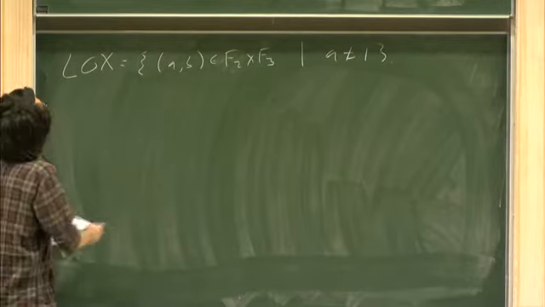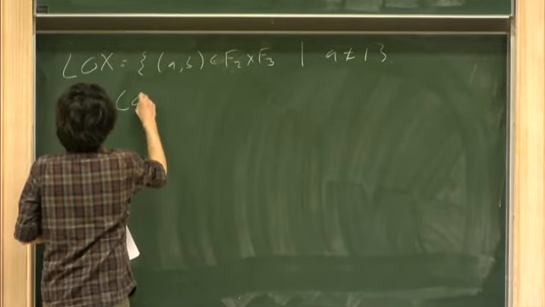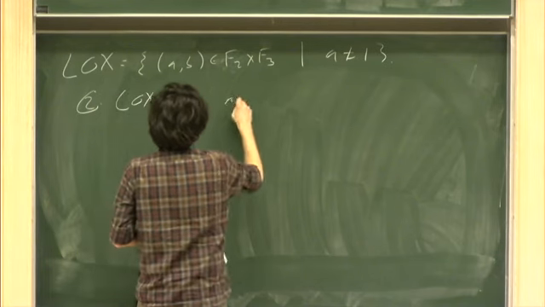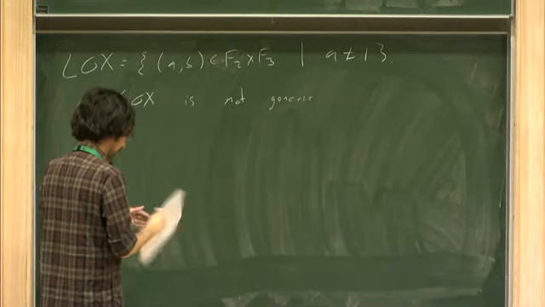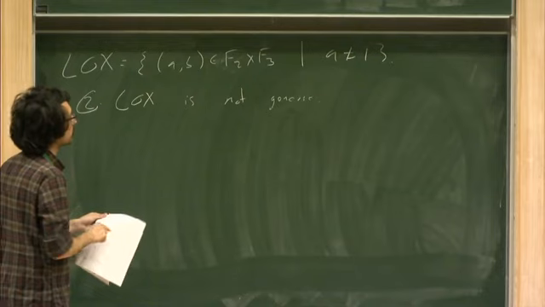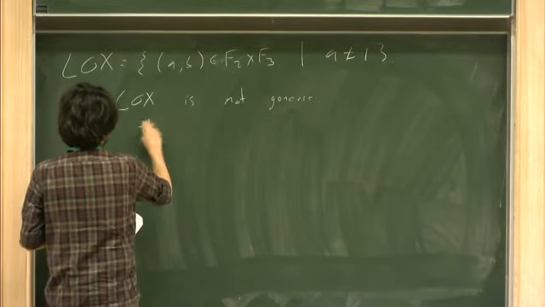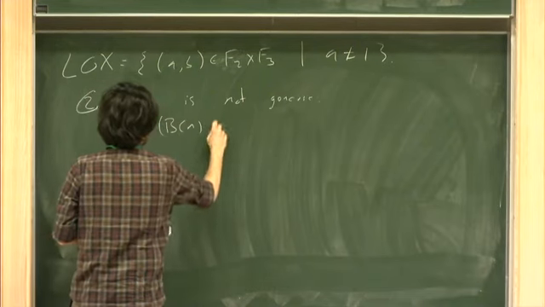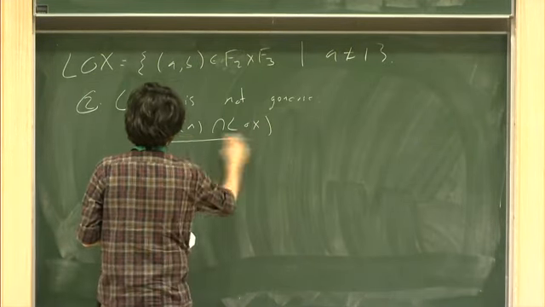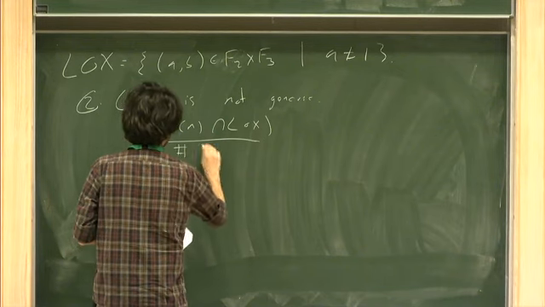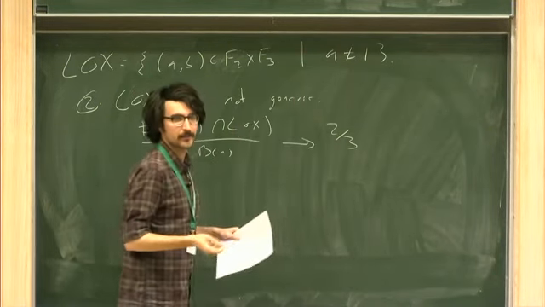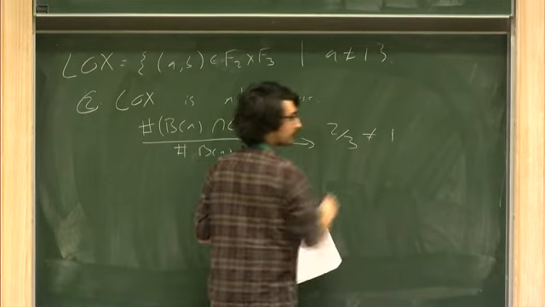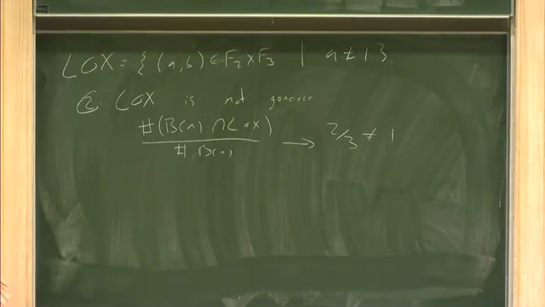But the set of loxodromics is not generic. You could write everything down explicitly, and you would see that if you count the number of loxodromics in the ball of radius n, divided by the total number of elements in the ball of radius n, this converges to 2/3, which is not 1. Simple example.